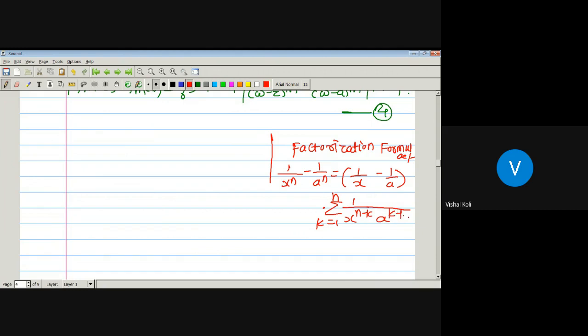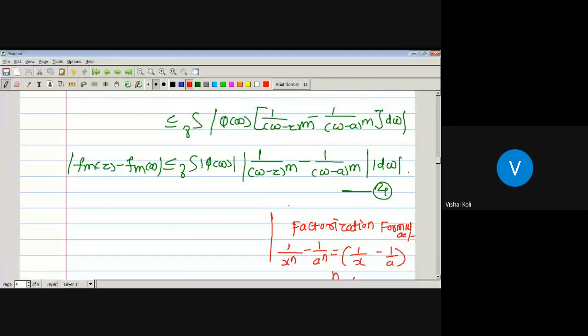Okay, so this will be a general formula. That is, if we have two values, x and a, then 1 upon x to the power n minus 1 upon a to the power n can be written as 1 upon x minus 1 upon a into summation k running from 1 to n of 1 upon x to the power n minus k into a to the power k minus 1. Now we have to use that formula for these values.